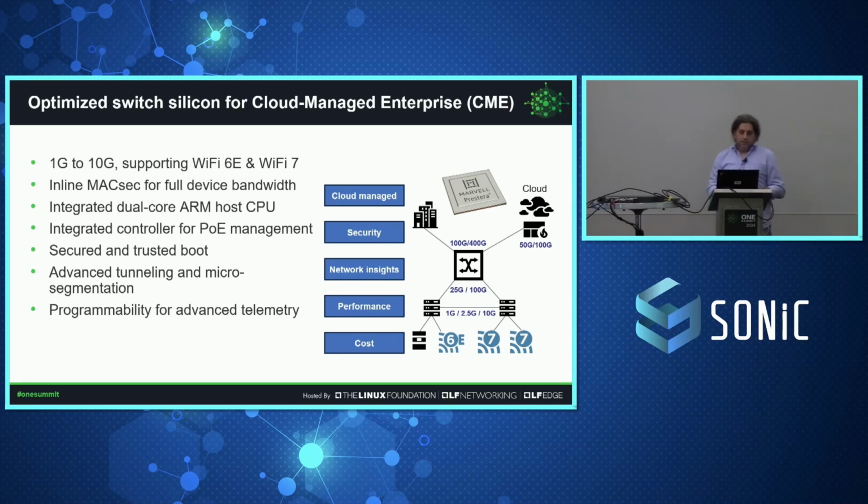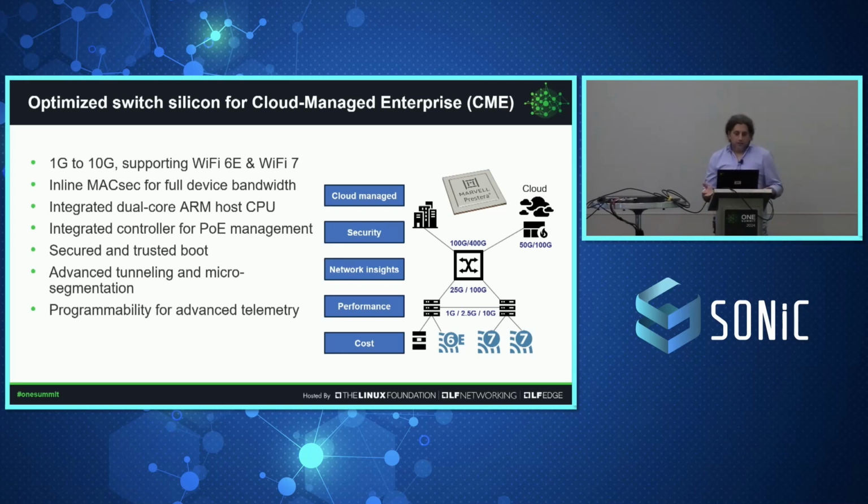Okay, so on the basis of all that, Marvell has created an optimized switch silicon for cloud-managed enterprise. It supports ports from 1 to 10 gig in order to support the new Wi-Fi 6E and 7. It also has new features like inline MACsec. This can be used for IP cameras, for example, where you want to encrypt the data because it's private. So that's also supported. It has an integrated dual-core ARM CPU, which is used to run SONiC based on the ARM platform. It has an integrated controller in order to run the PoE firmware, managing the PoE power.